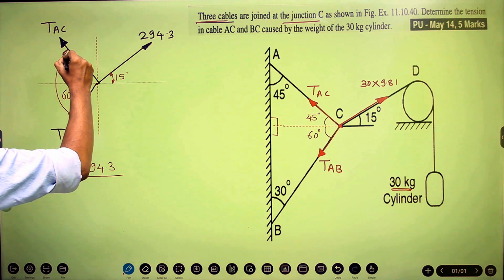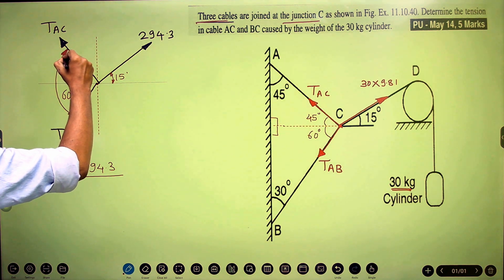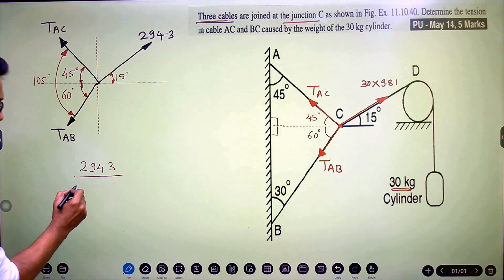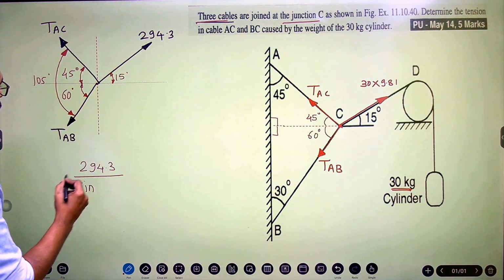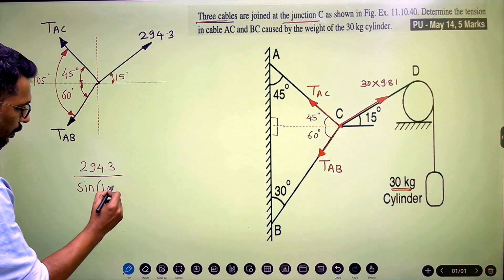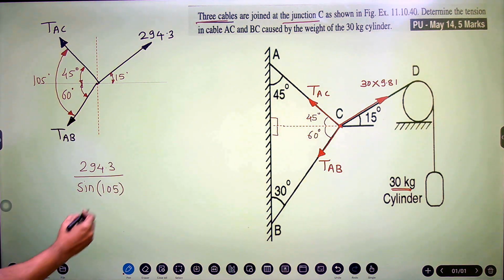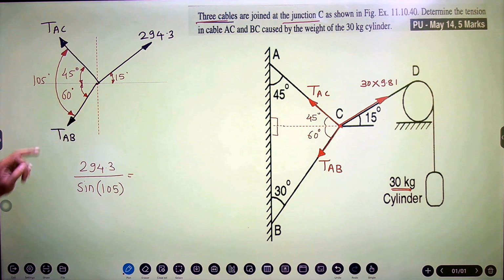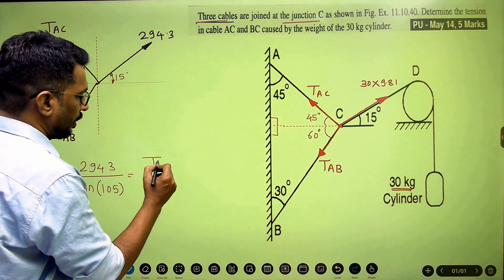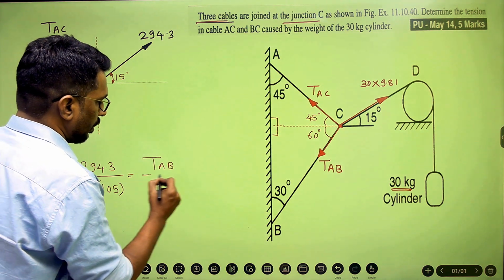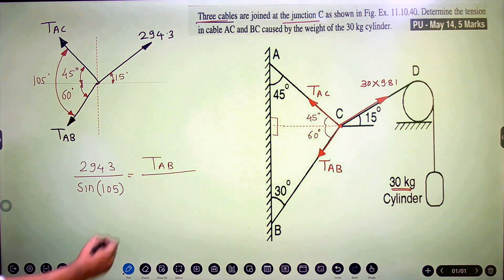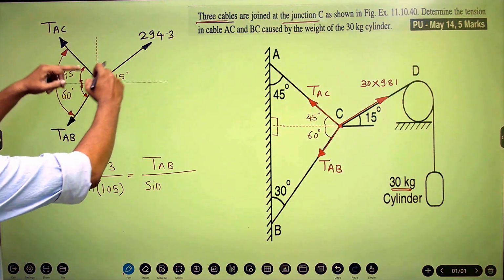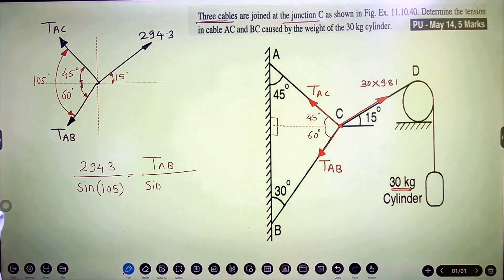So this angle becomes 105, 60 plus 45, this is 105 degrees. So I'll mention here sine of angle between other two forces, that is 105, which is equal to the next force, that is TAB, tension in the AB, divided by sine of angle between other two forces. If I consider TAB, then other two forces are these two, TAC and 294.3.